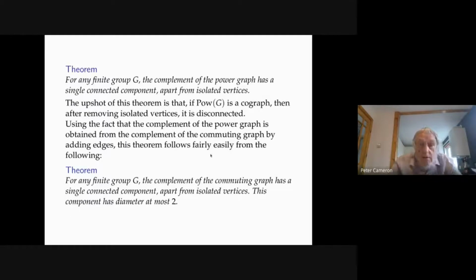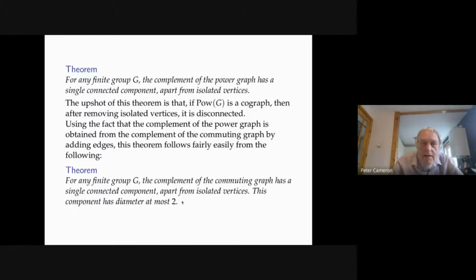Well, I'm going to show you the proof of this theorem, not for the power graph, but for the commuting graph. Now, remember that the edge set of the power graph was contained in the edge set of the commuting graph. That means when we take complements, it goes the other way around. The complement of the commuting graph is contained in the complement of the power graph. So if the complement of the commuting graph is connected apart from isolated vertices, you add some more edges in.